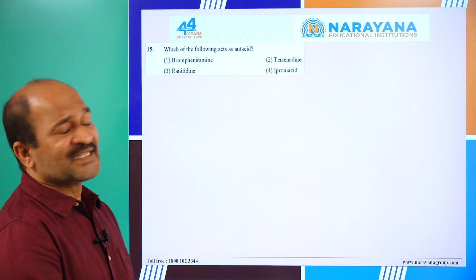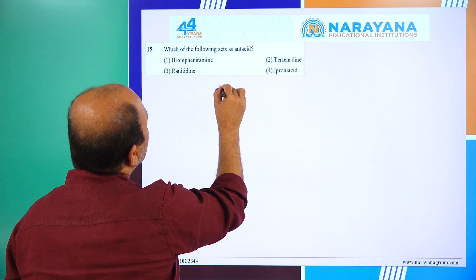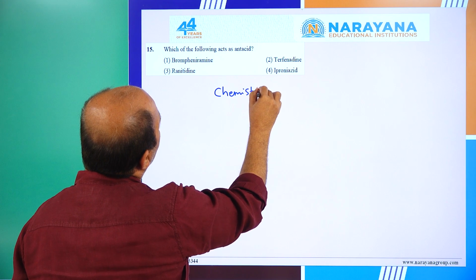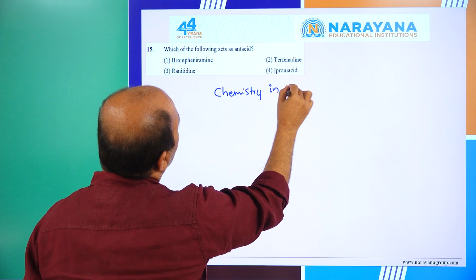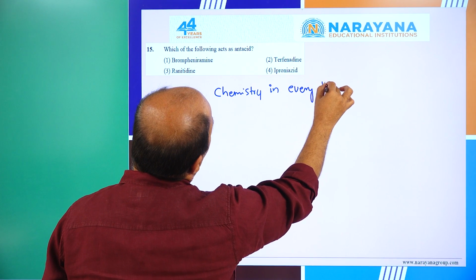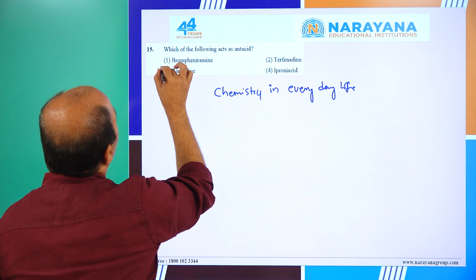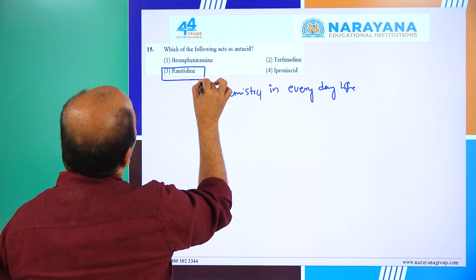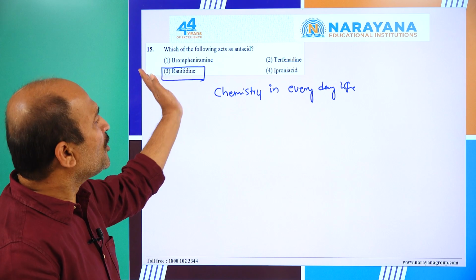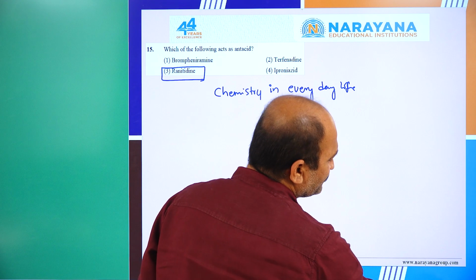Which of the following acts as an antacid? It is a direct question from chemistry in everyday life. No need of any more explanation. It is completely data-based chemistry in everyday life. A direct and easy question. So what is the answer? Ranitidine. Ranitidine is the antacid among all the given options. Right? Then go for the next question.